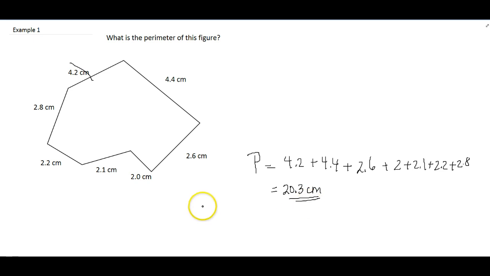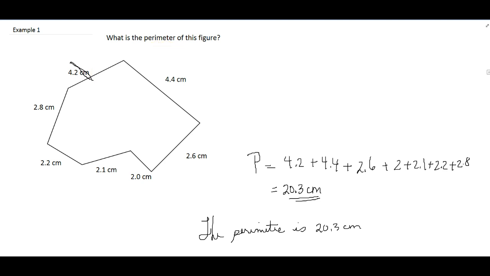And if it's a word problem, you would finish with a sentence. The perimeter is 20.3 centimeters. On to, oh, that's the other thing. Notice that I just put a line through here. That's so that I knew where I had started, so I didn't continue to go around and around, right? So you have a stopping point.